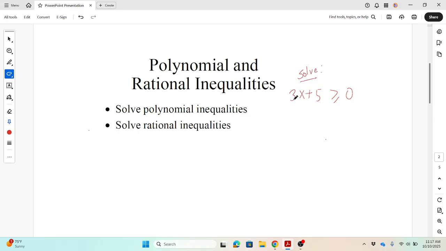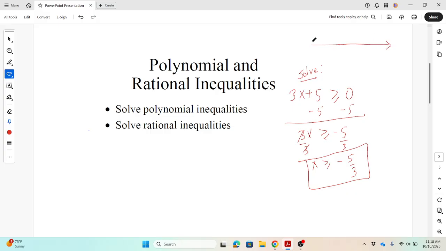This is a polynomial. So to solve this, we are going to use the same process we used to solve a linear equation. You have to subtract 5 from both sides, and that gives you 3x is greater than or equal to -5. Then if you divide both sides by a positive number, the inequality holds, meaning the same inequality you are going to see. So the answer is anything greater than or equal to -5/3 would be the solution.